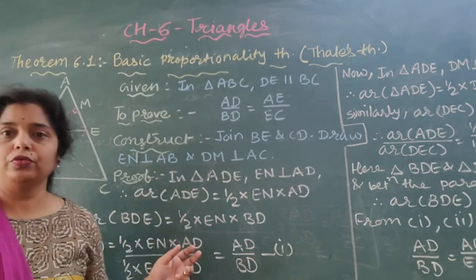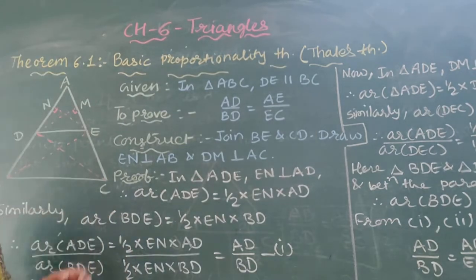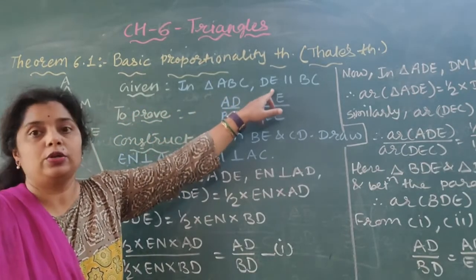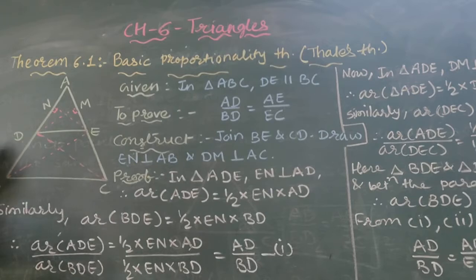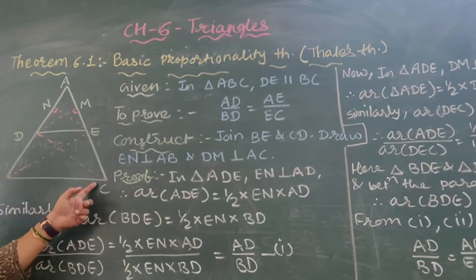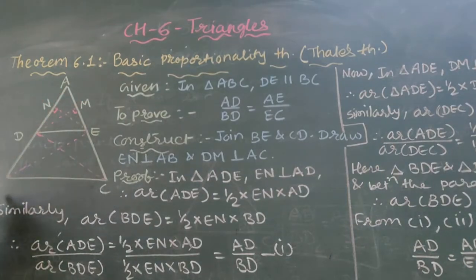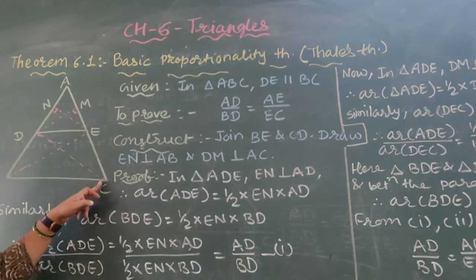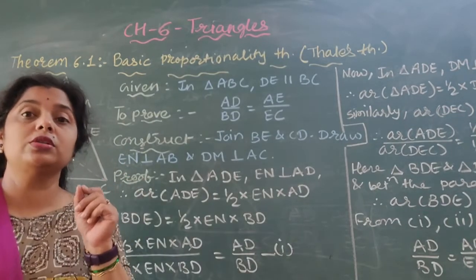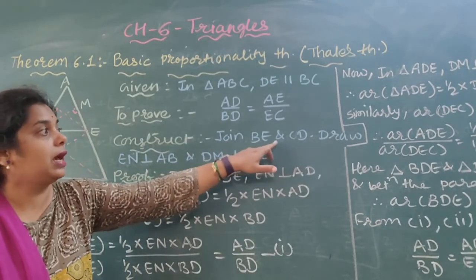Now let's see the proof of theorem 6.1, that is the basic proportionality theorem. As per the given, in triangle ABC, DE is parallel to BC. So this is the diagram. And what we have to prove is that AD by BD is equal to AE by EC. To prove this, first of all we have to do a small construction. What do we have to construct? We have to join BE and CD.